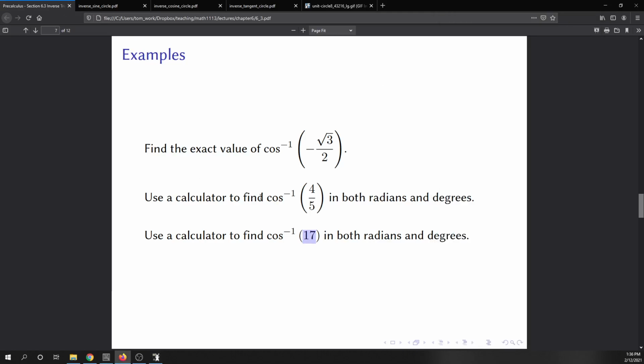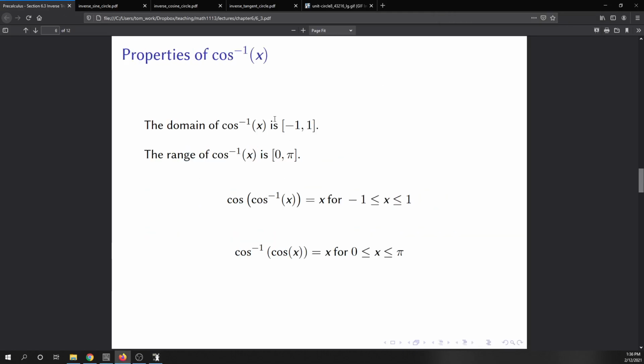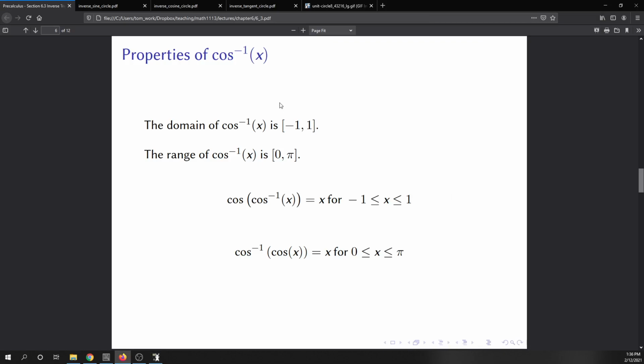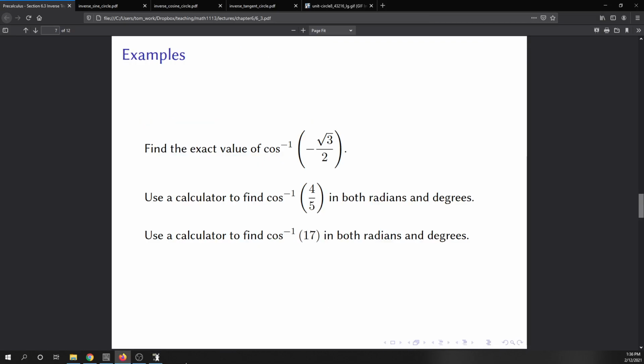The domain of the inverse cosine function is from -1 to 1. So 17 is way too big. So if you plug in a number like that and you get that error on your calculator or whatever else, that means that that number is not in the domain. Okay, so I probably should have done that first.